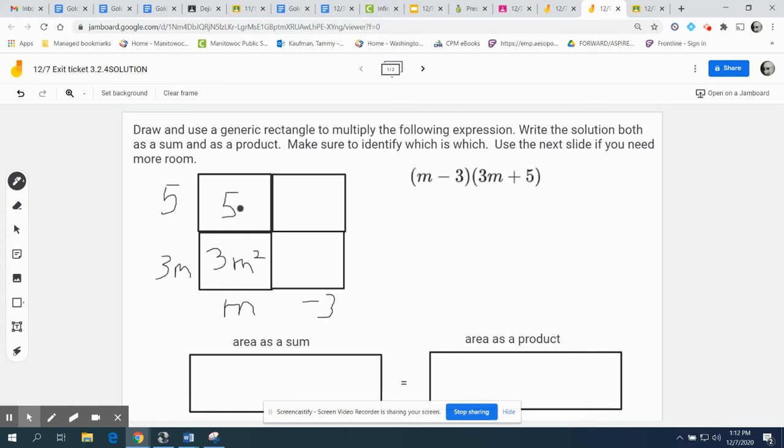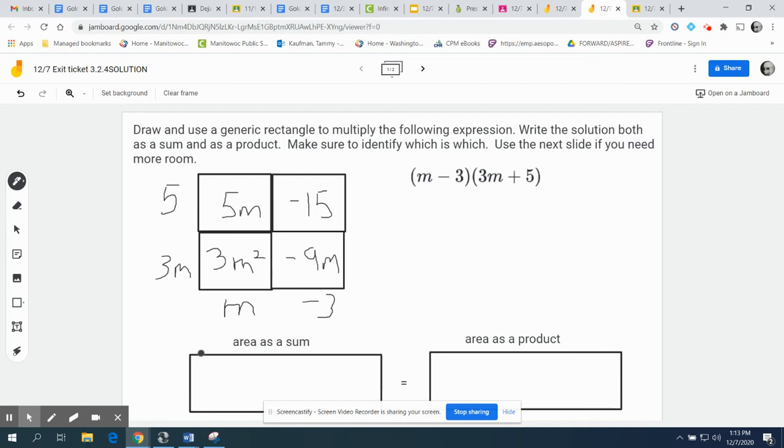And if we were building this, I would have my m tiles or my x tiles up here. And then for the top, I'm going to take 5 times negative 3, which is negative 15. And 3m times negative 3 is negative 9m. Okay. So now that I have this, I could have built it with tiles if I had m tiles, but it's quicker just to multiply and find the area of each one of those little spaces. Then if I want the area of the whole thing, I have to add all those things together, and that's the area as a sum.